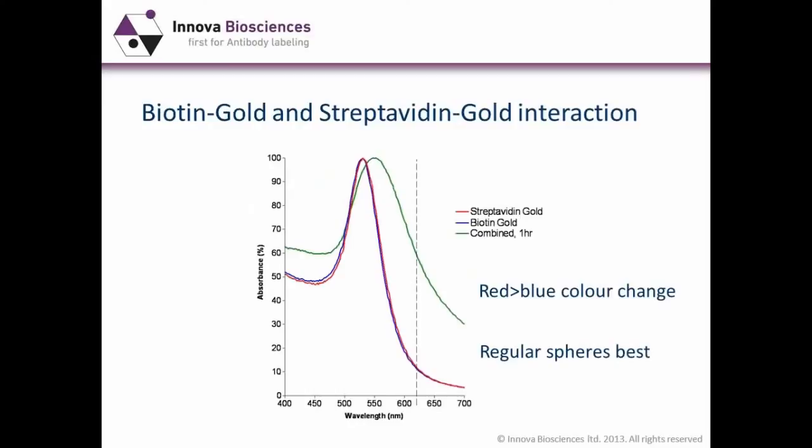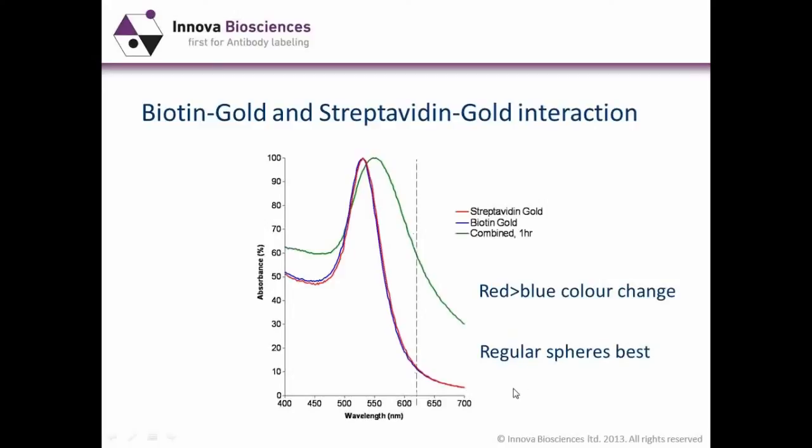There's some real data now. What we've got here is biotin attached to Innovacoat gold and streptavidin also attached to Innovacoat gold. So the two profiles are shown here, streptavidin gold in red, biotin gold in blue. And when you mix the two together, you see a dramatic change in the profile. There's a substantial increase in signal around 620 nanometers, but across all of this region. So the color changes from red to blue.